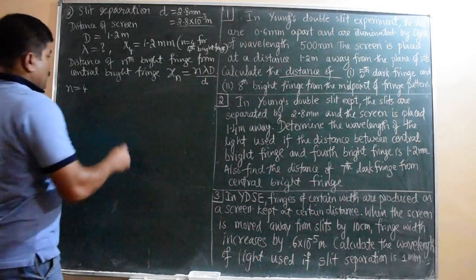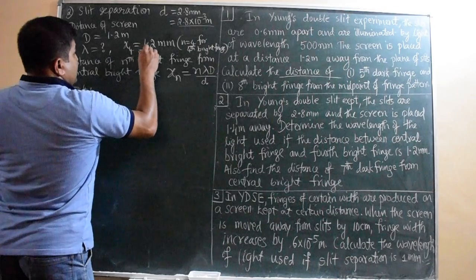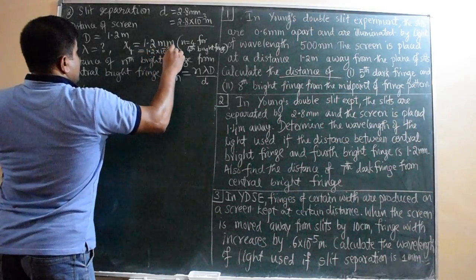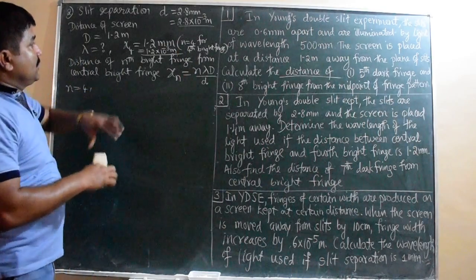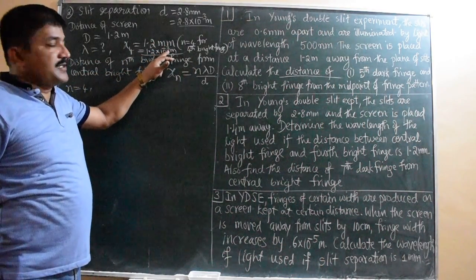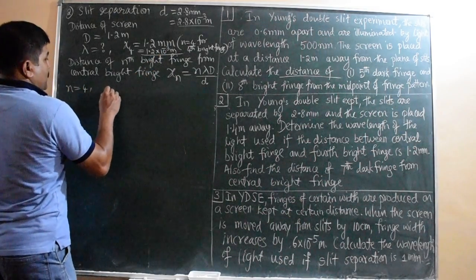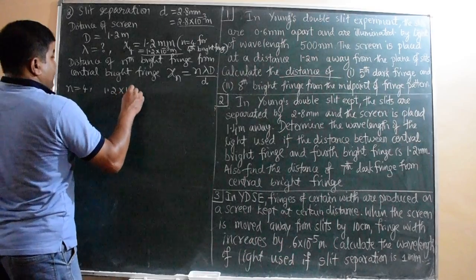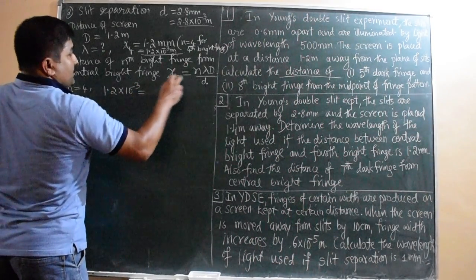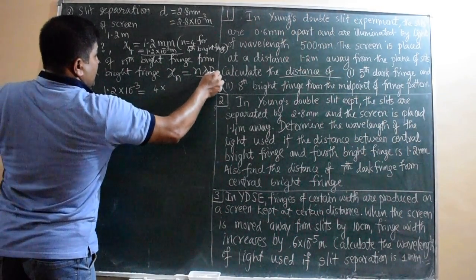Now n value is 4, and x4 is given as 1.2 millimeter, which is 1.2 into 10 power minus 3 meter. Substitute: 1.2 into 10 power minus 3 equals n, which is 4, into lambda D by d.